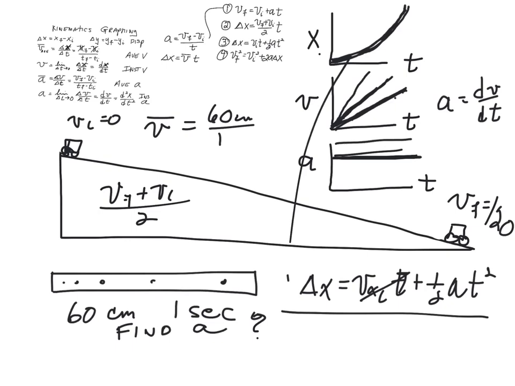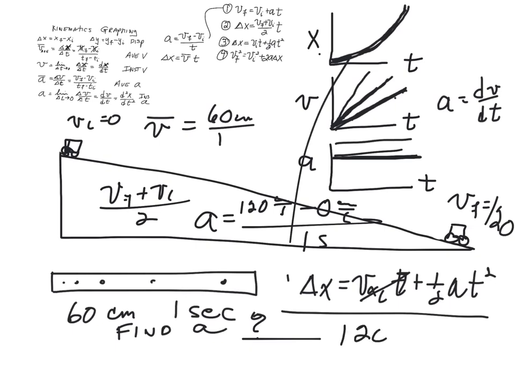And then, this is getting a mess, but the acceleration is V final, 120 centimeters per second, minus V initial, 0 centimeters per second, over 1 second. It's pretty simple, 1 second. And so you have that the acceleration is 120 centimeters per second squared. So if we were graphing this, this would be at 120.